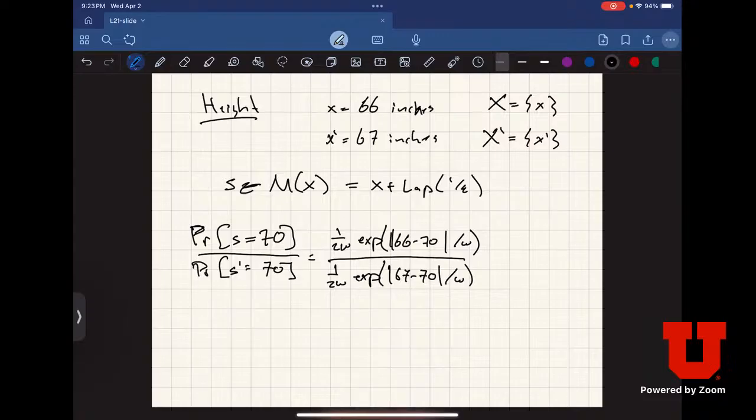Okay, what's going to happen is some stuff's going to cancel. This is going to cancel. This is going to cancel. And I'll be able to write this as equal to exponent. And so if I divide exponents, I'm basically subtracting them inside. So I get 1 over w.